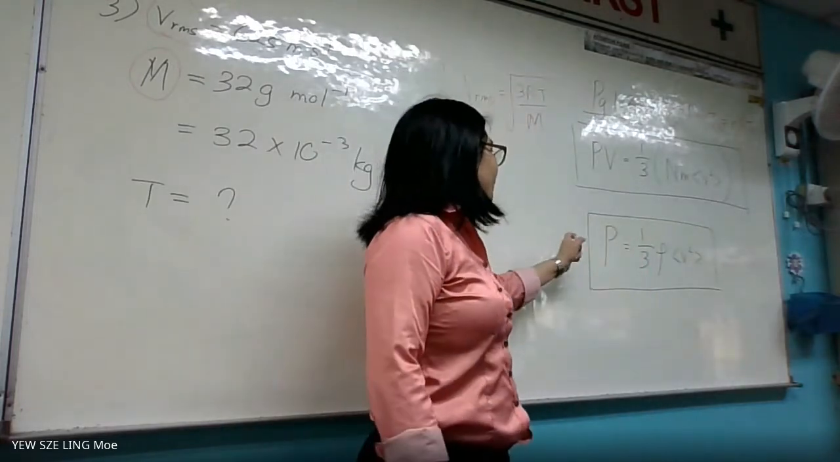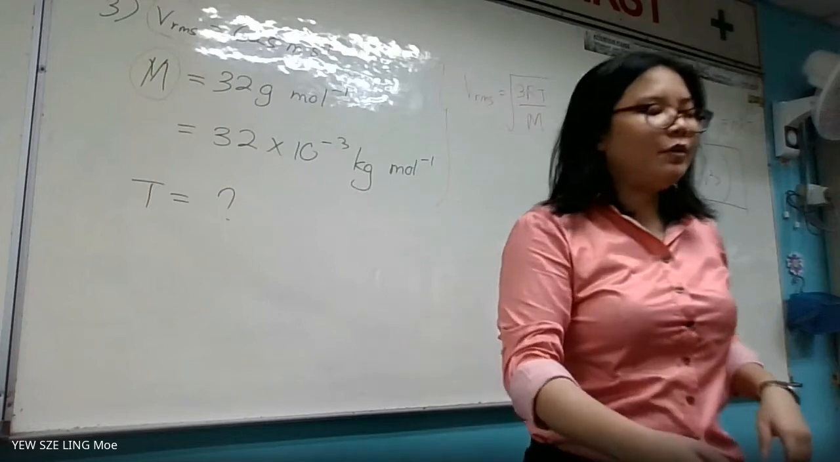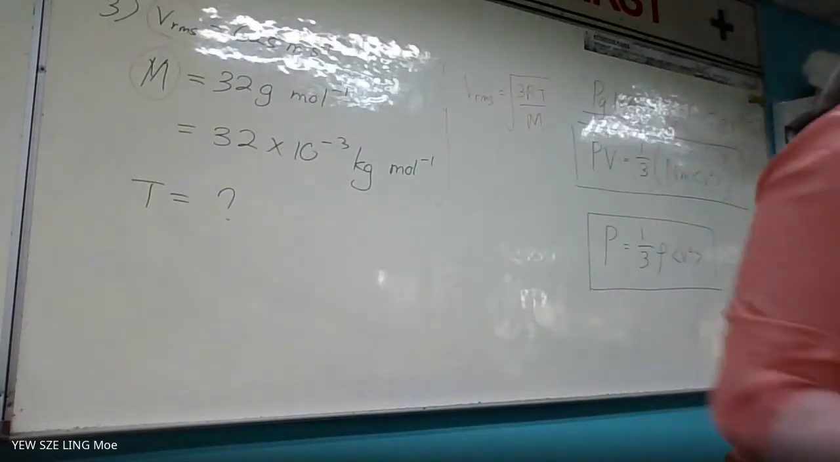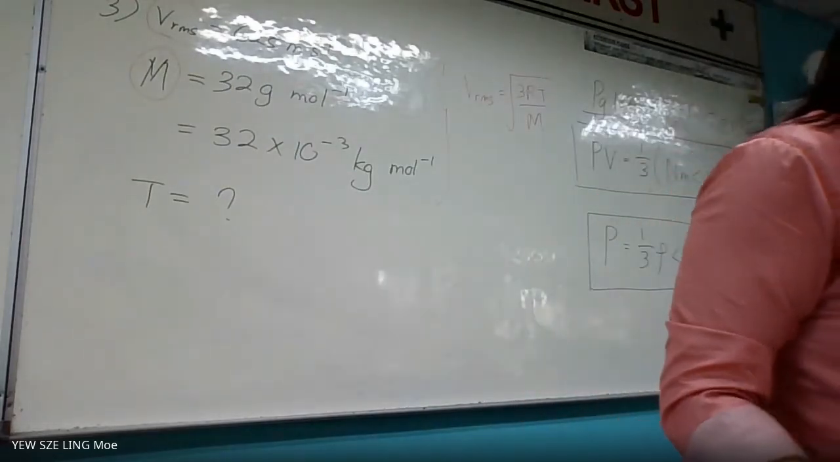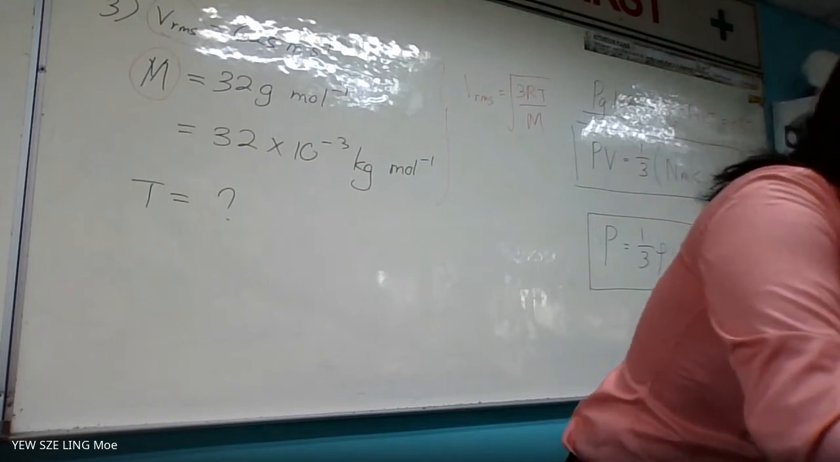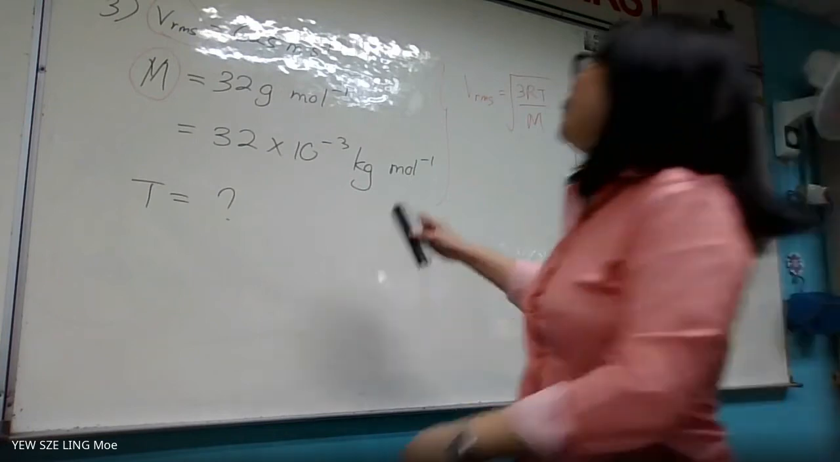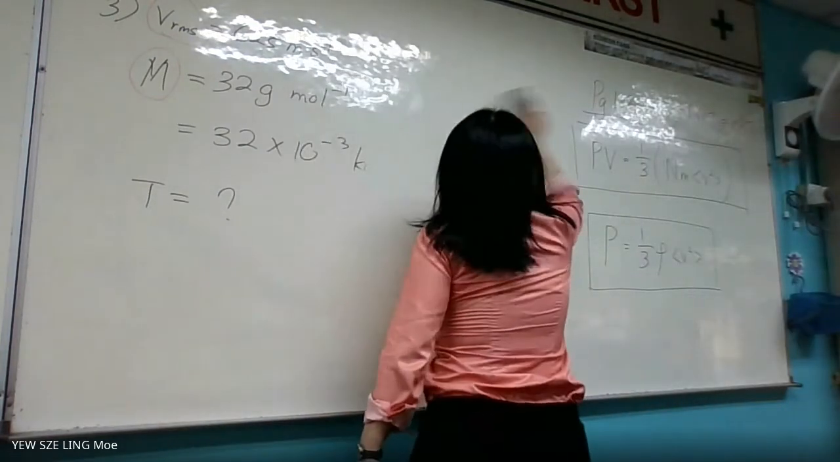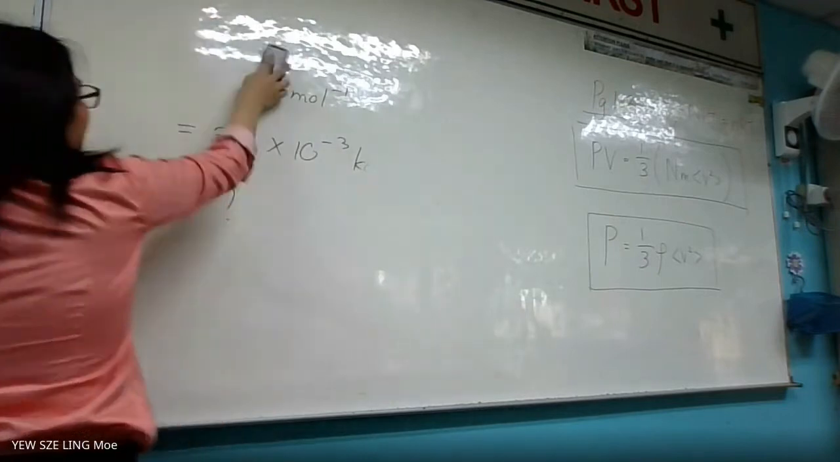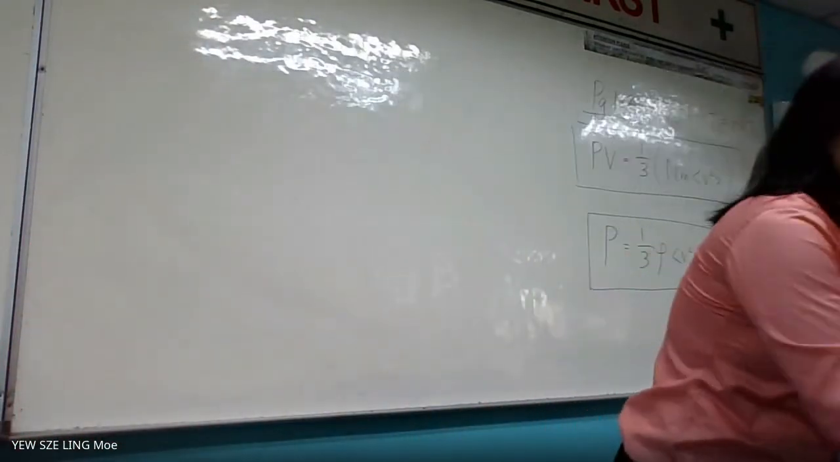So this one is for pressure. Pressure equals 1/3 rho times mean square speed. So you can try to solve exercise 3 by using these equations. Let us go through exercise 3 quickly, and then we will take a short break before we proceed to exercise 4.